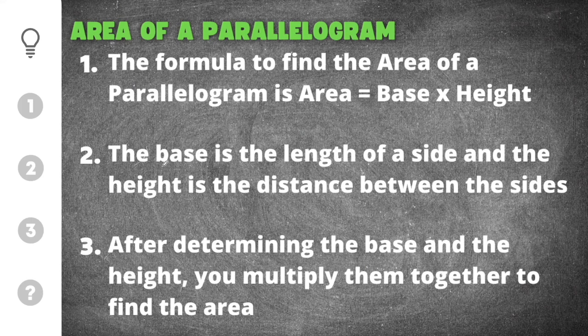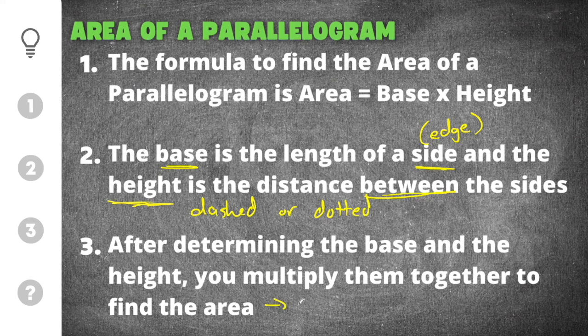The base is the length of a side, and the side in this case would just be an edge of the parallelogram, and the height is the distance between the sides, so it's in between the sides. Typically, height is shown by a dashed or dotted line. After determining the base and the height, you will multiply them together to find the area. And after you multiply, you need to make sure you include the correct units because we're talking about area, and area involves units.